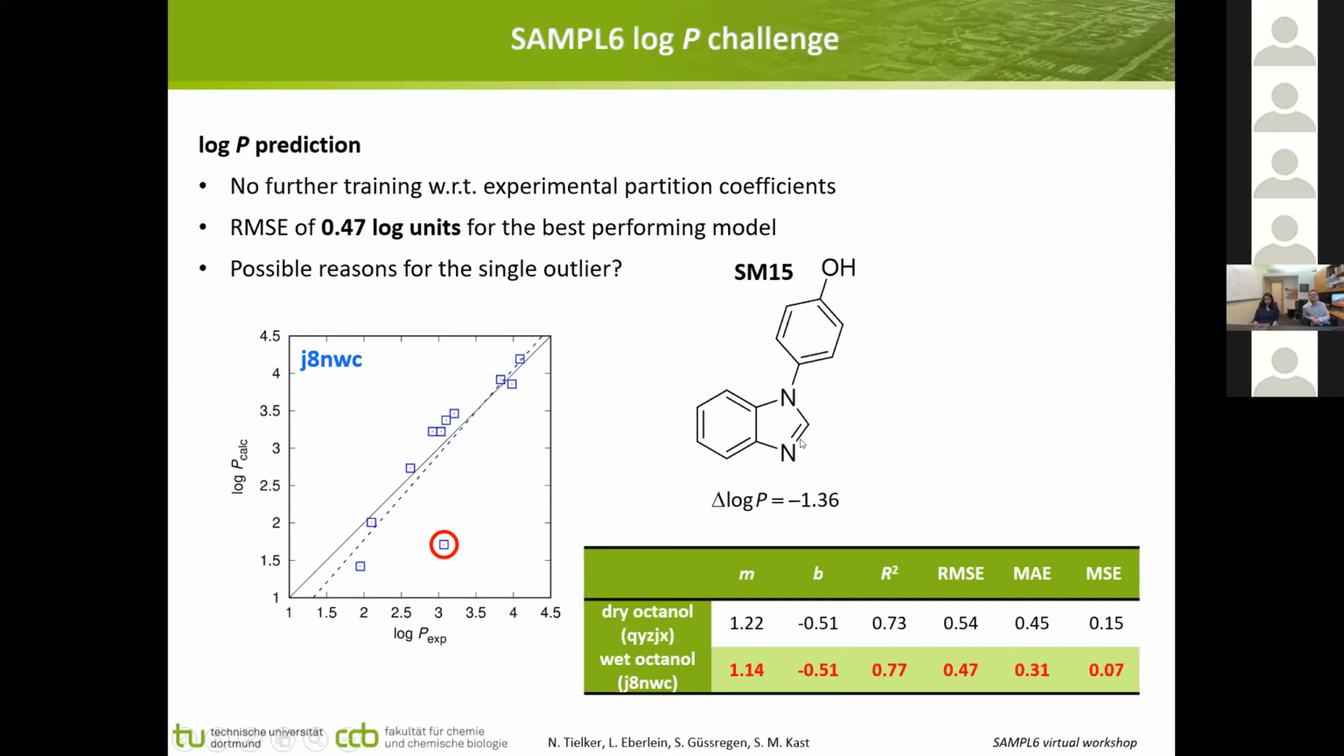And that was quite surprising to us, because the related molecule SM14 is only missed by 0.53, which is still slightly above average, but not nearly as bad. And of course, that leads us to the question why, since it only differs in the alcoholic group and the amino group here. And so I wanted to look into why this particular molecule is predicted so badly by us.